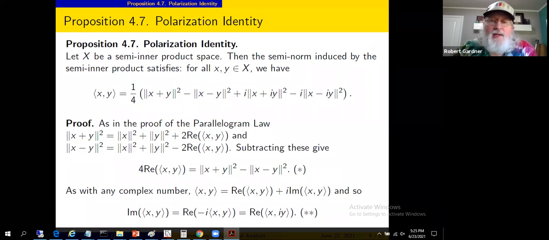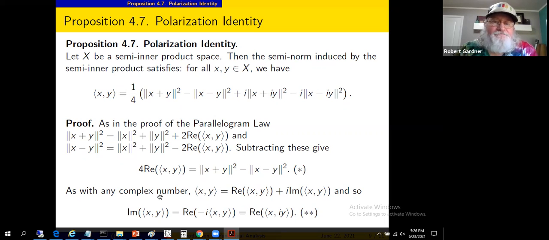All right, how do you feel about that? It's got a 4 in it, and we got a 1/4 in the claim. So I'm sure that's where the 1/4 will come from. We'll do some division here at some point. But we've got 4 times the real part of the inner product expressed like this. We need the imaginary part of the inner product as well.